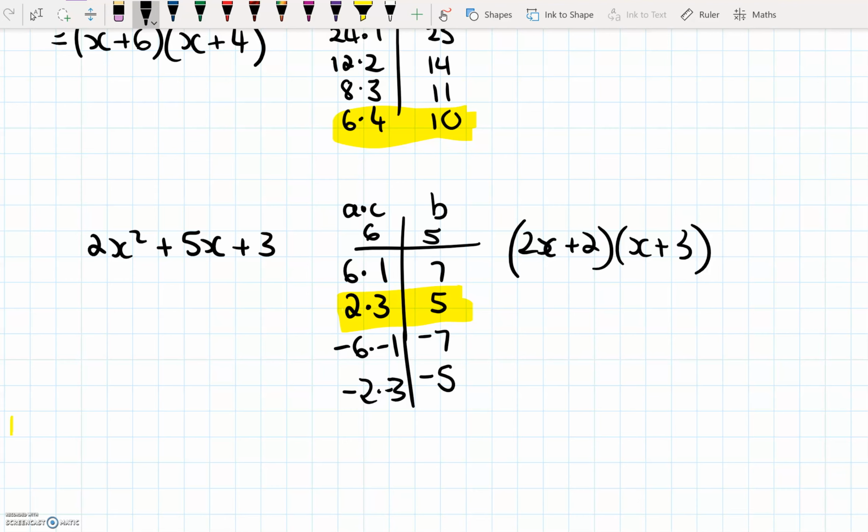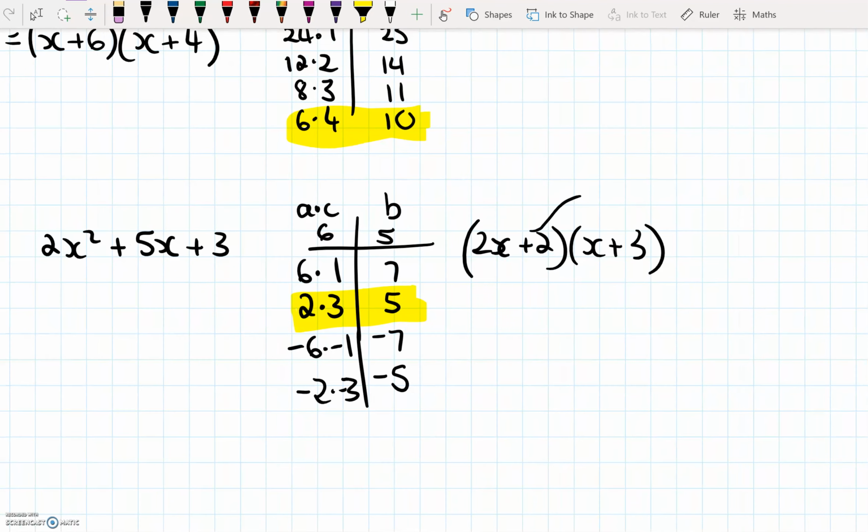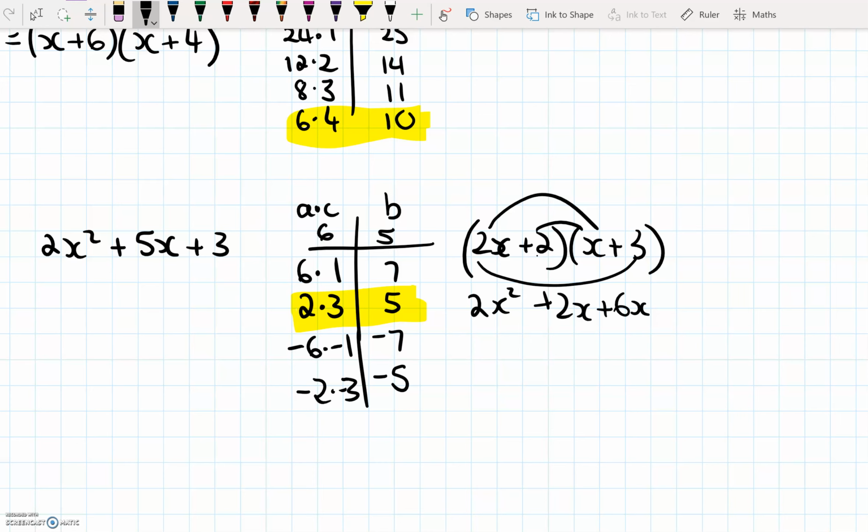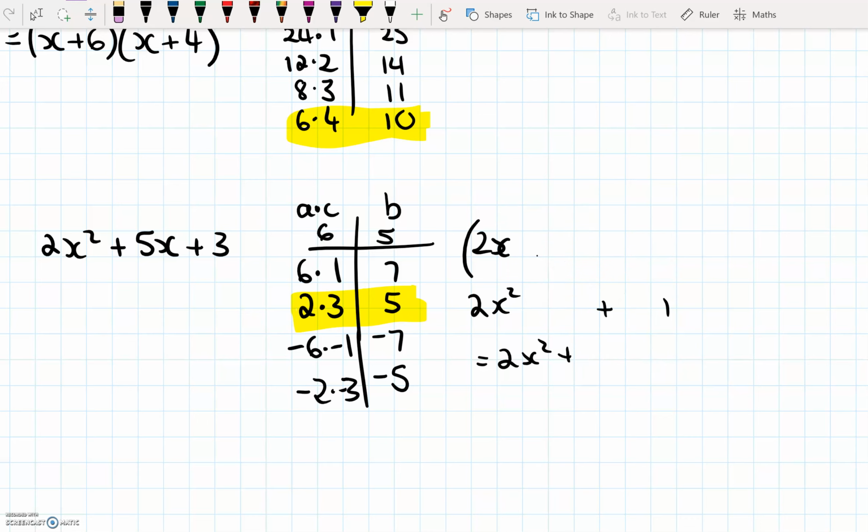It's not correct. Because if we expand this, if we go the other way, we get 2x squared plus 2x plus 6x plus, what have I got left to do here? 6. Which gets us 2x squared plus 7x plus 6, which wasn't our original question. So that's why we can't just do this using the product sum method.